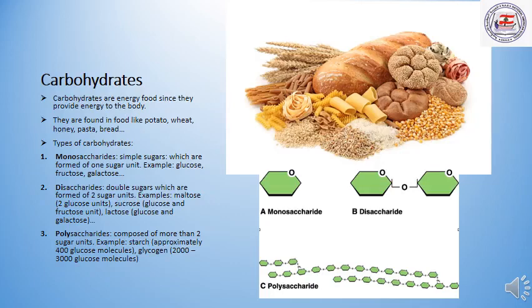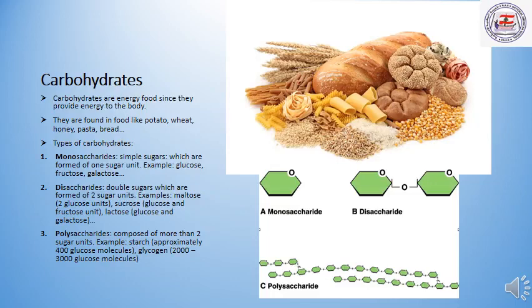Another type of carbohydrates is the disaccharides. They are considered to be double sugars, which means they are formed of two sugar units. For example, maltose, which is made up of two glucose units, sucrose, which is made of one glucose and one fructose unit, and lactose, which is made up of one glucose and one galactose unit.